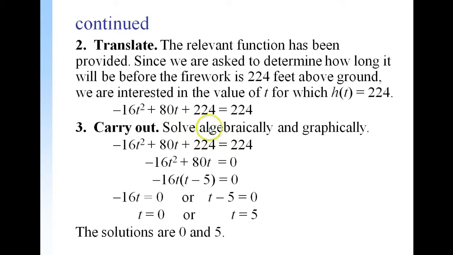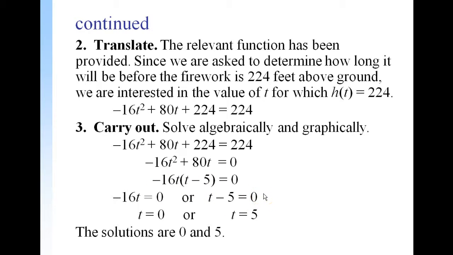So, solving it by algebra, we're going to say that this height over here, again, we want it to be 224 feet. So there's our basic equation. We're going to subtract this from both sides. We put it in standard form. And we factor out a common negative 16t out of each term. And we get this, that equals 0. And this, that equals 0.